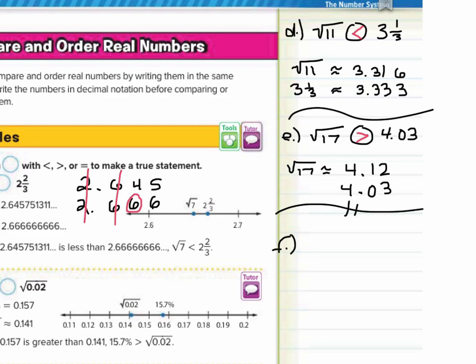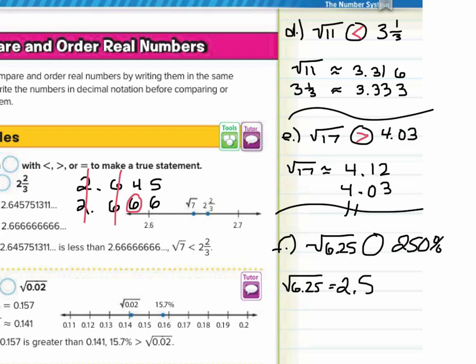For F, we have the square root of 6 and 25/100 compared to 250%. Woohoo! This is an awesome problem. The square root of 6 and 25/100 turns out to be 2 and 5/10. And you might be going, why is this so awesome? Mr. Richards, you're crazy. Well, that part might be true, but we won't talk about that now.